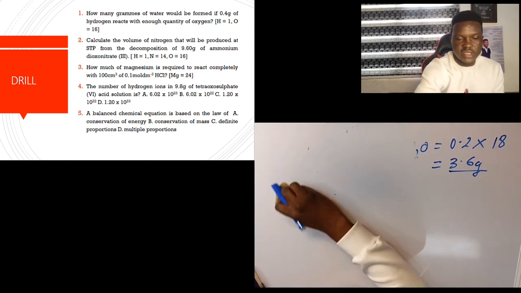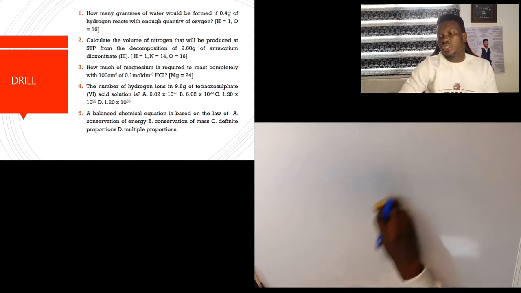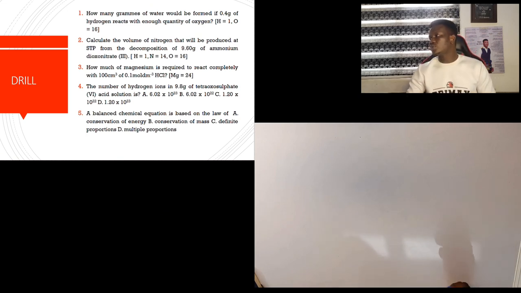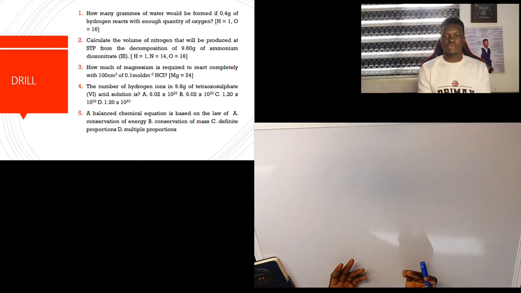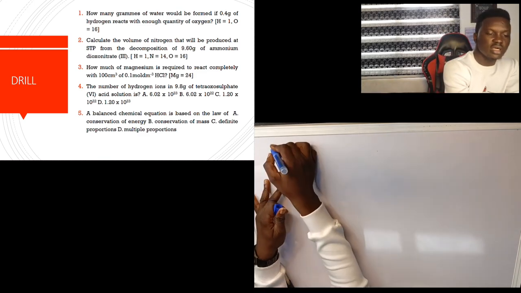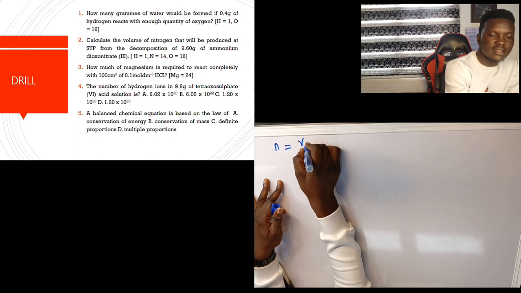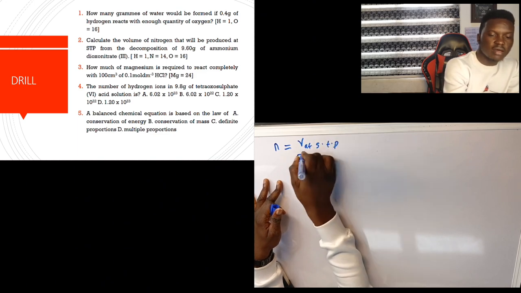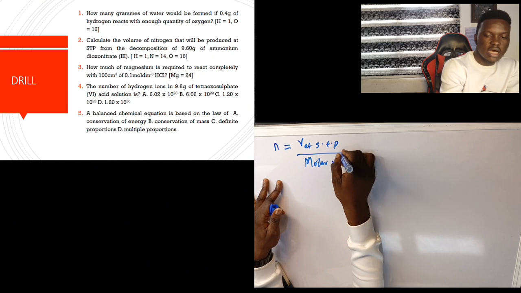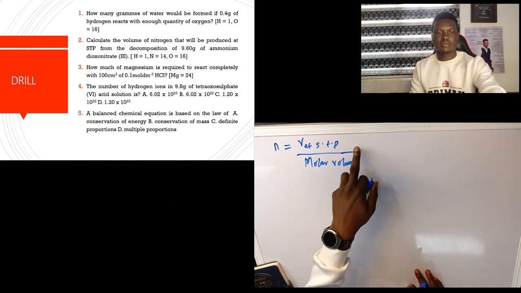So the next question says, so one of the things you need to know in this case is how to balance equations. The next question says, calculate the volume of nitrogen that will be produced at STP. So which formula are you going to apply? The question says volume of nitrogen at STP. So that means we are using number of mole is equal to volume at STP over molar volume. That was the one I gave you last.